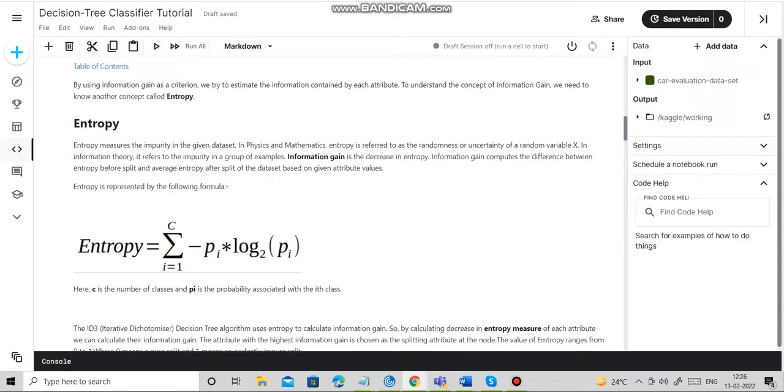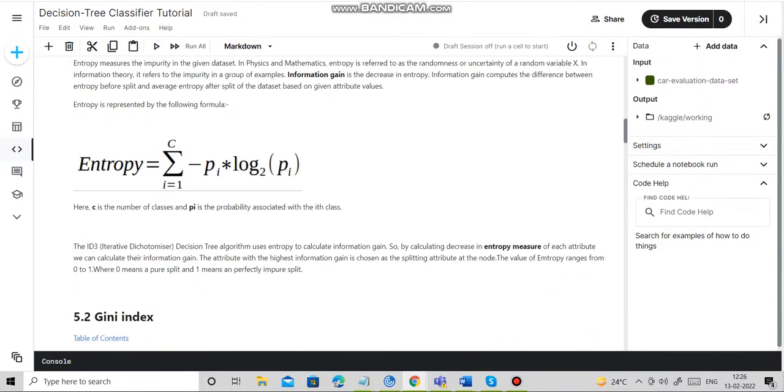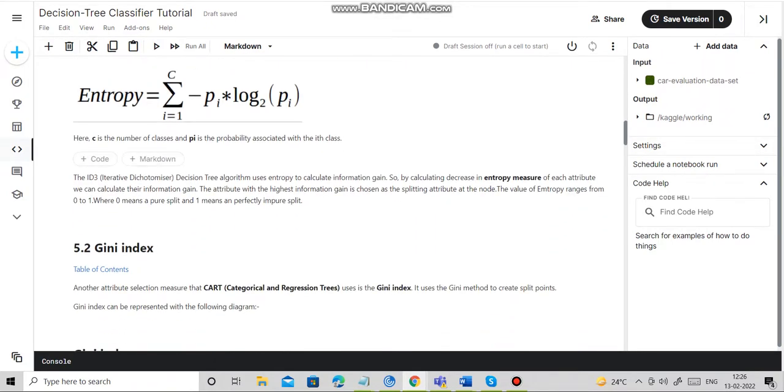So basically this is the formula of information gain, that is, summation of negative p_i log p_i base 2, with the summation ranging from 1 to c, c being the number of classes and p_i being the probability associated with the ith class. So if there are two classes, there will be p of positive log p of positive base 2 plus p of negative log p of negative base 2, whole bracket and minus.